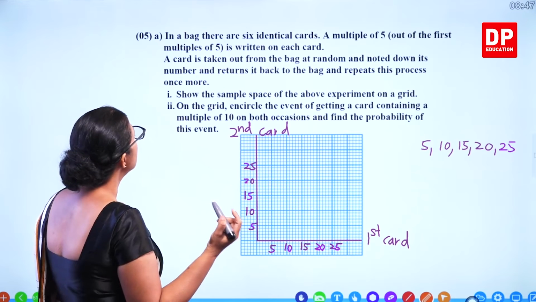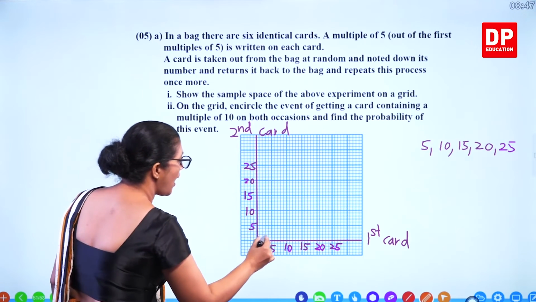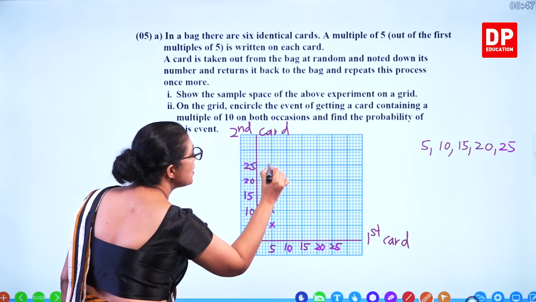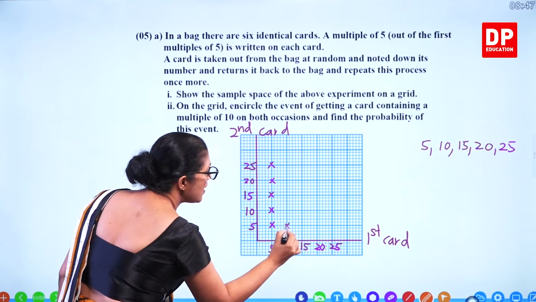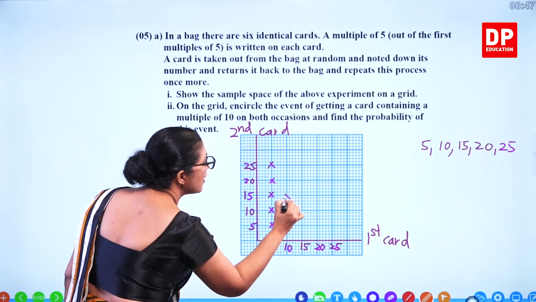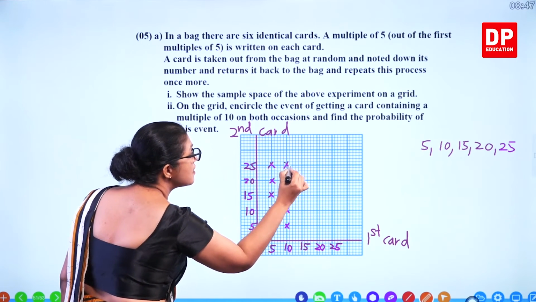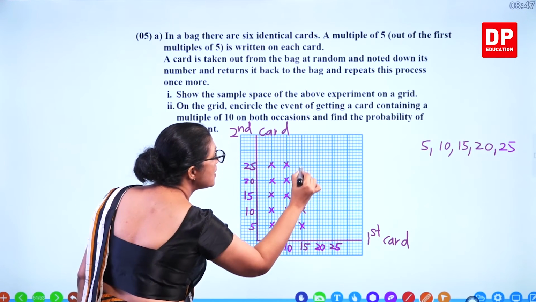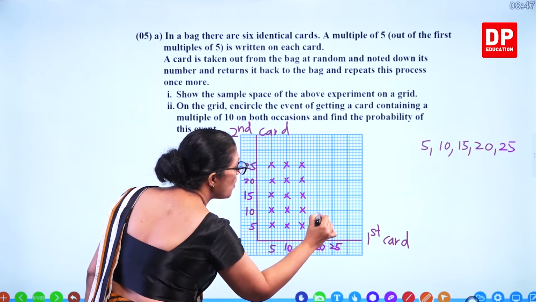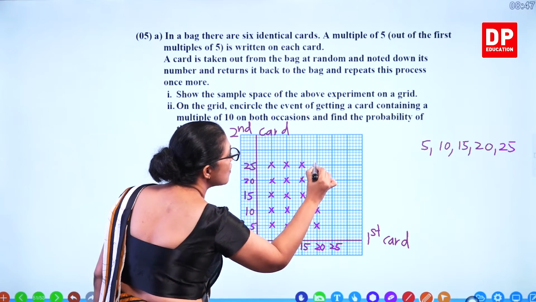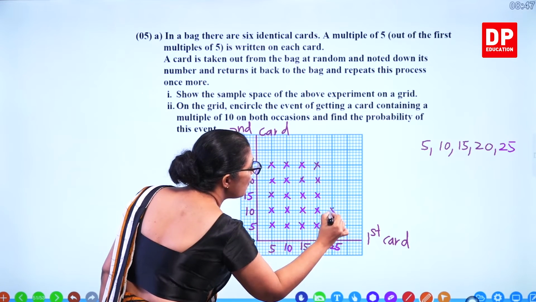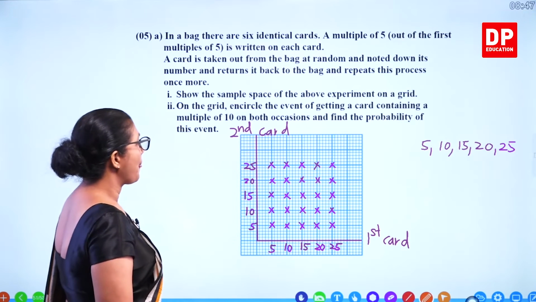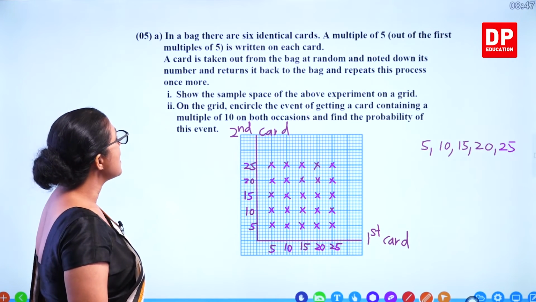And what are the outcomes? You can get 5 and 5, 5 and 10, 5 and 15, 5 and 20, 5 and 25. Same as with 10, you get all possibilities because this is with replacement. So you get the same numbers for the second time as well. Altogether how many? 5 times 5, 25 outcomes are there.